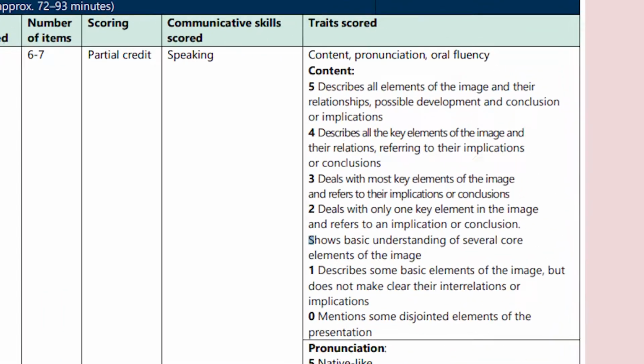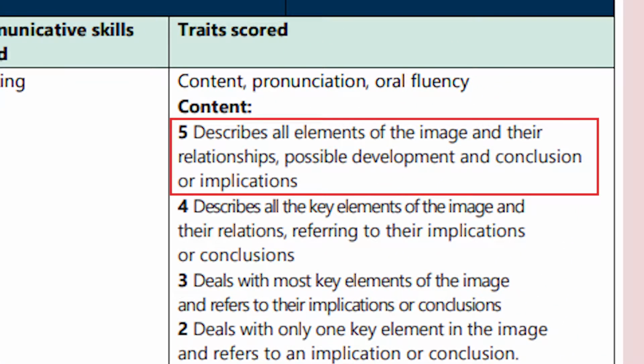That's why we need a template to buy us some time, give us a structure, and guide us on what to say. As for the content, in order to achieve the maximum of 5 points, you need to describe all elements of the image and their relationships, possible development and conclusion, or implications. If you follow my template, you will hit all these key requirements.